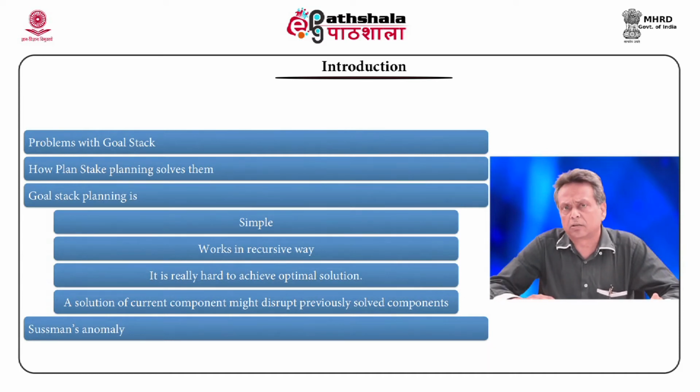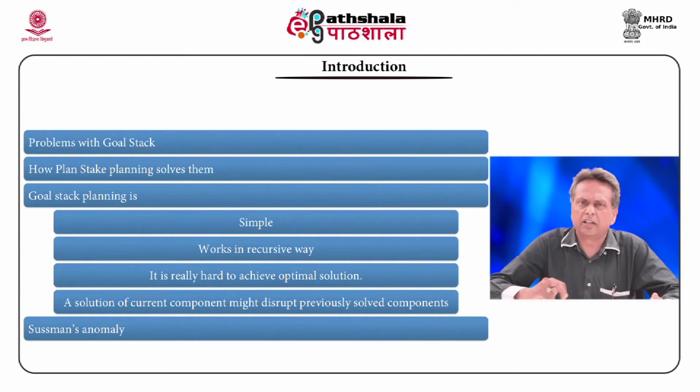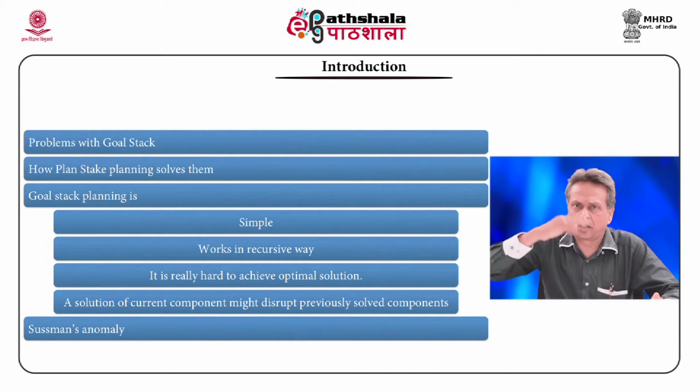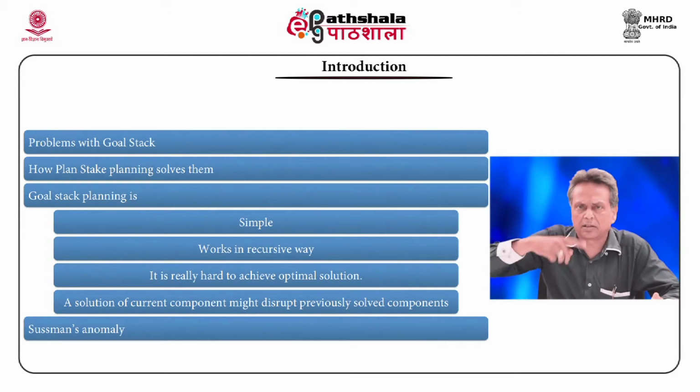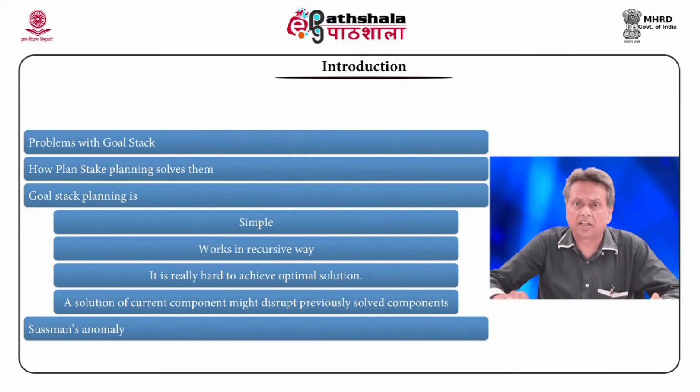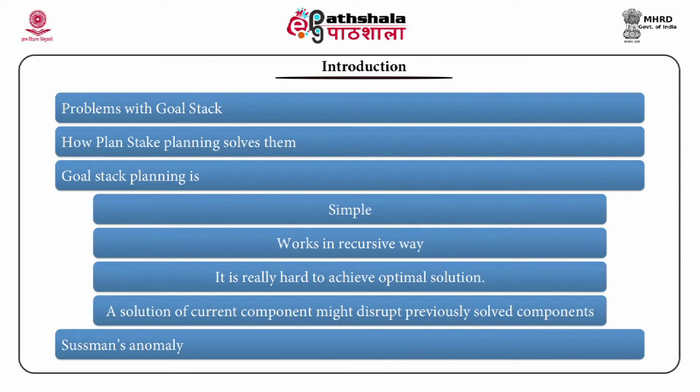Goal stack planning is quite simple. It works in a very simple recursive way, and it inserts things, solves them, inserts again and continues doing that. So the idea is very simple, very straightforward, quite lucid, but if you want an optimal plan, then it is not possible, and we'll see an example of why you don't get the optimal plan. You do undo things a few times, that's obviously not optimal.